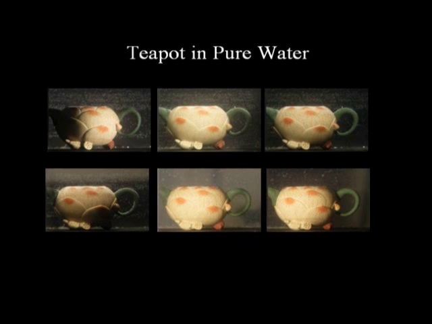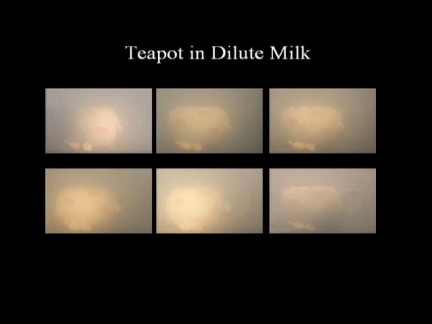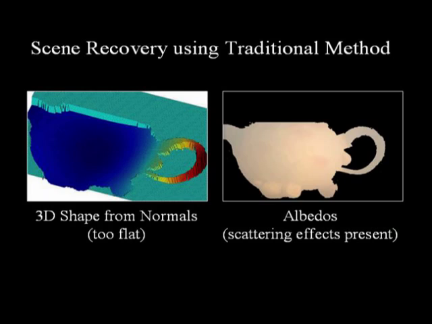Here we show images of a teapot seen through pure water under different lighting directions. These images are shown for illustration purposes only. Now we show the same teapot seen through dilute milk. Notice the strong effects of scattering leading to significant change in appearance. If we apply the traditional photometric stereo to these images, the 3D shape obtained is very flat and the scattering effects are absorbed by the computed albedos.